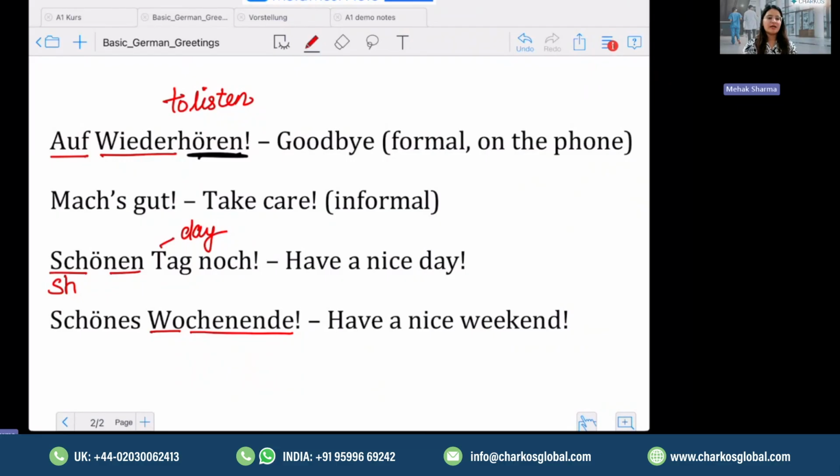So I want you to revise all of this, speak out loud, and feel confident while you speak it. And if possible, also talk to a friend, teach them this, and see how confident you are going to feel.